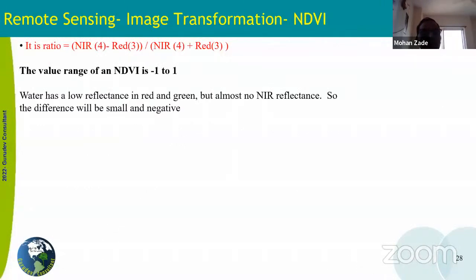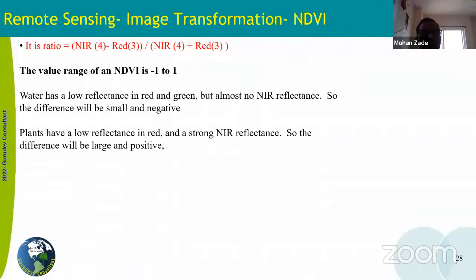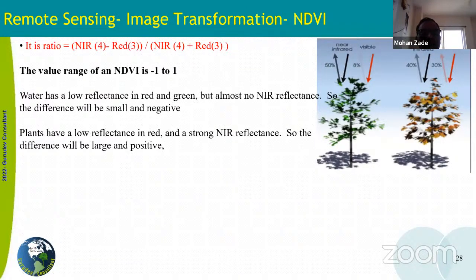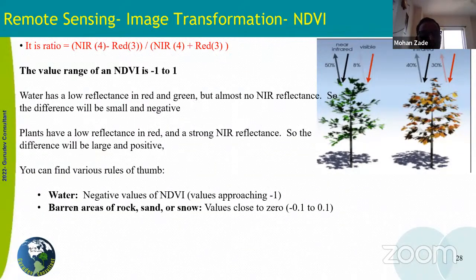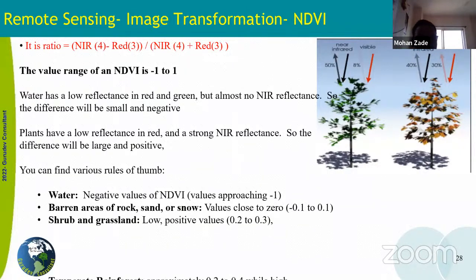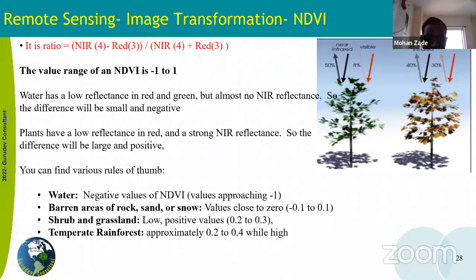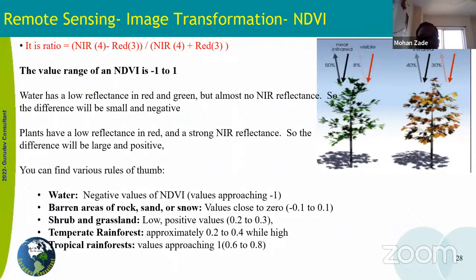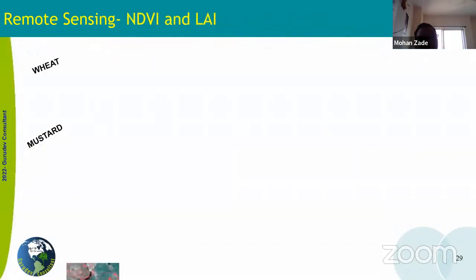So NDVI value is always from -1 to +1, and plants always have a very high value, and therefore their NDVI is greater than 0.2. For water, the NDVI value is always approaching -1. For barren rocks and sands, it is always -1 to 0.1, and shrubs and grass 0.2 to 0.3, and temperate forest or good vegetation is 0.2 to 0.4, and very good vegetation always approaches 0.6 to 0.8. So these are some of the different things.